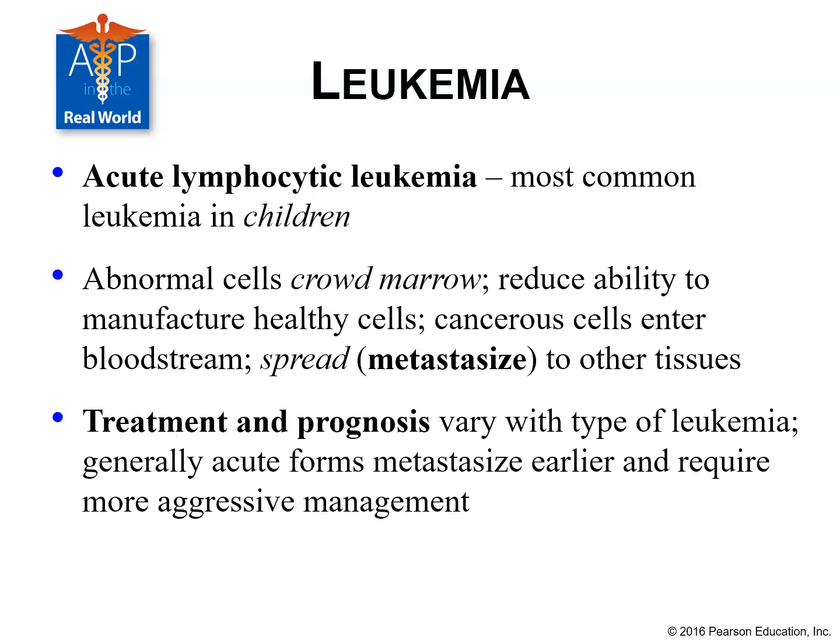ALL, or acute lymphocytic leukemia, is the most common leukemia that's found in children. What happens is the abnormal cells will crowd the bone marrow. It reduces the ability for the manufacture of healthy cells. Cancer cells then start entering the bloodstream. Then they can spread or metastasize to the other tissues.